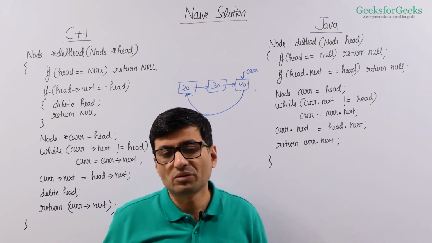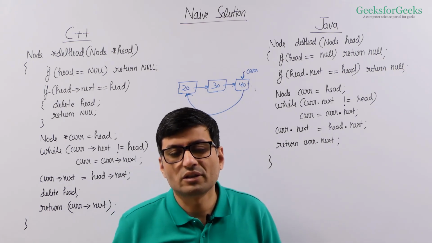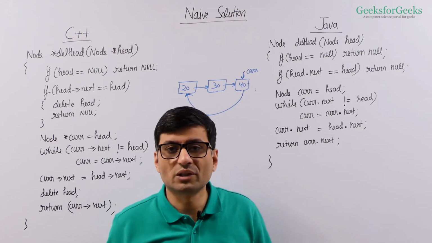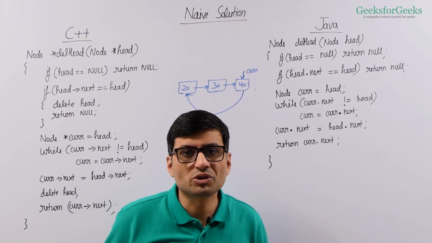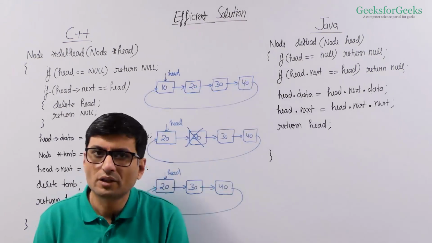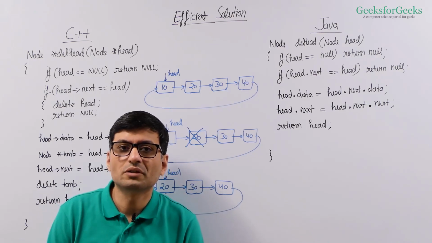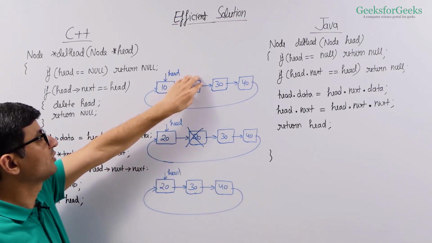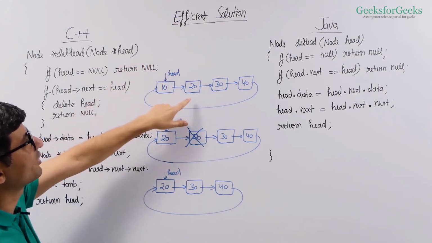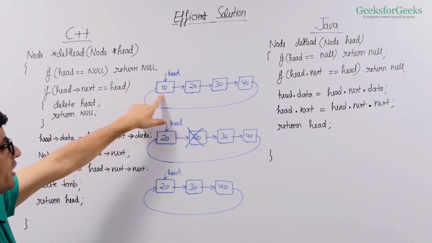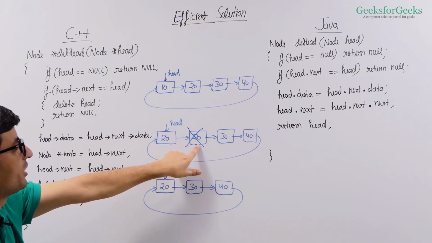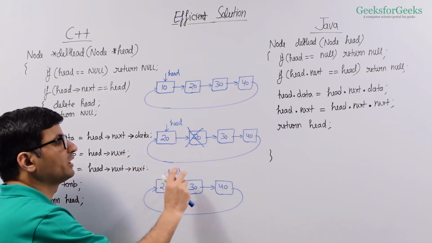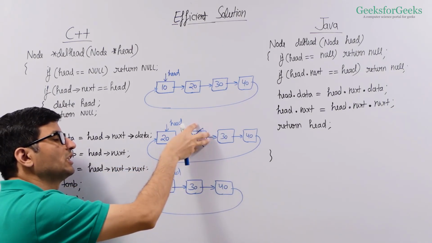Please pause this video and try to think of a solution that deletes the head node in theta 1 time. This is a slightly tricky solution, but you can try this for some time. Let us now talk about the efficient solution. The idea is to copy the data of the next node to the head. So we copy this 20 to this node head. Now they both have 20, 20. And once we have copied this, we can delete the next node in theta 1 time.